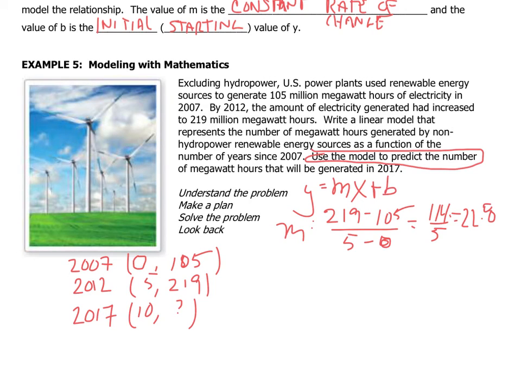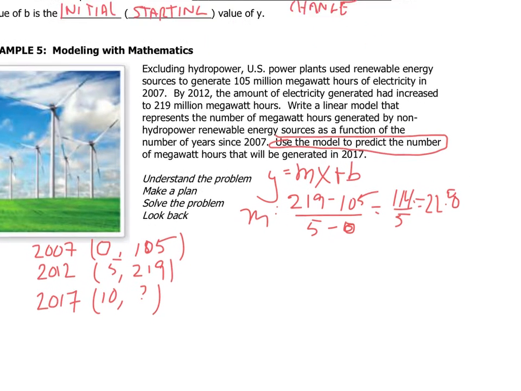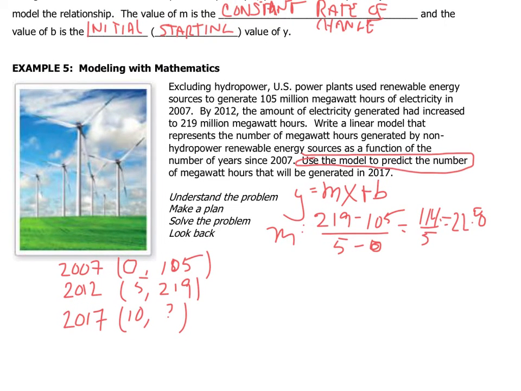And then my b, that is my initial amount. Well, my initial amount is going to be the 105. So remember, my initial amount would be this right here. That would be my b. So at the year 2007, which is where we're starting, that would be the b value. So my linear model that we're going to use here is going to be y equals 22.8x plus 105, which was our initial value. So this is the model that we're going to use to predict future energy use.